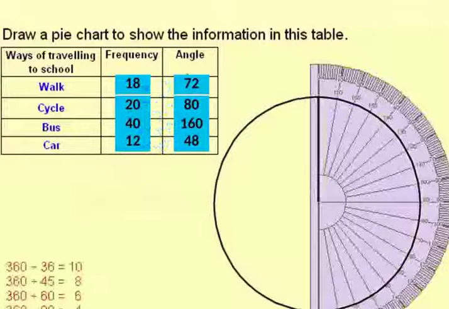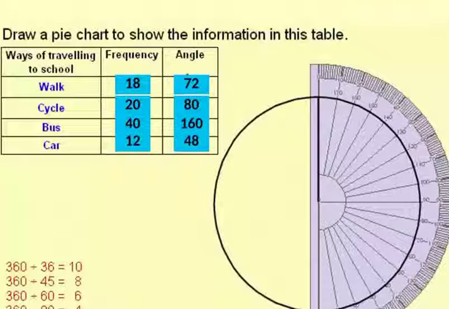I'm now ready to draw my pie chart, but before I do, it's worth remembering this. If the pie chart comes up on a non-calculator paper, you often have to divide by 36, 45, 60 or 90. I can now draw my pie chart as follows. I place my protractor over here, and then the first angle is 72. So I start from 0, end at 72, and put a dot over here.